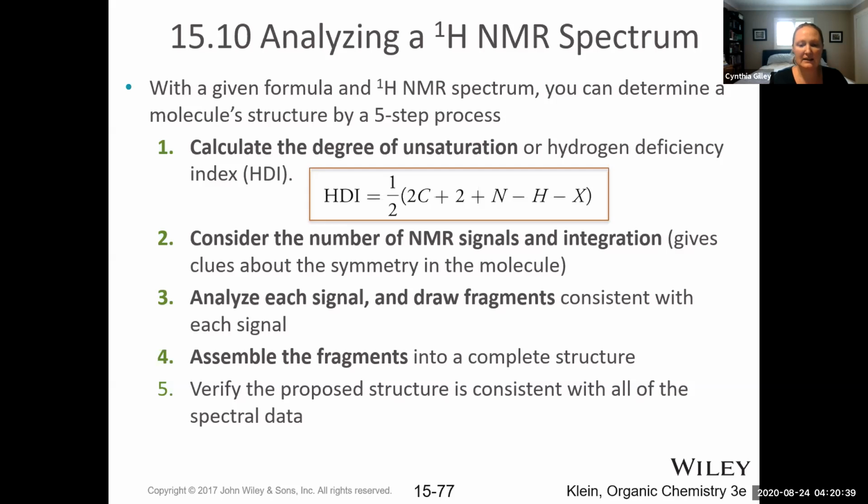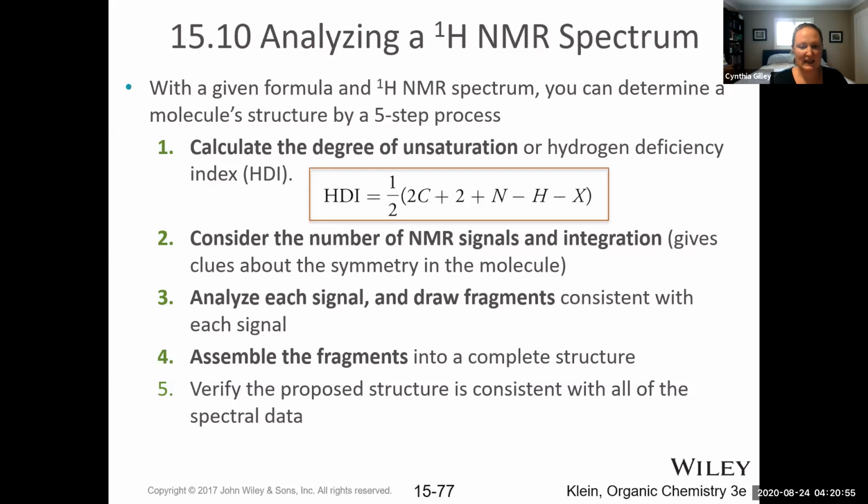Next, I look at the multiplicity, or the splitting pattern. Say my CH3 that I drew, because the signal integrated for 3 hydrogens, is a singlet. That means it doesn't have any neighbors, right?